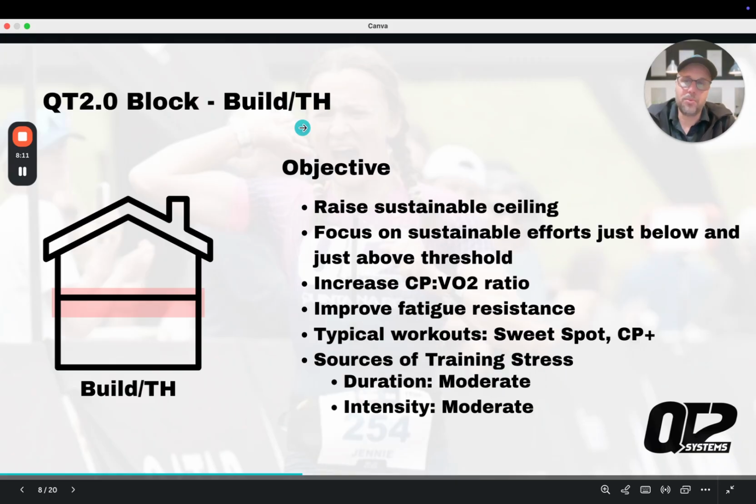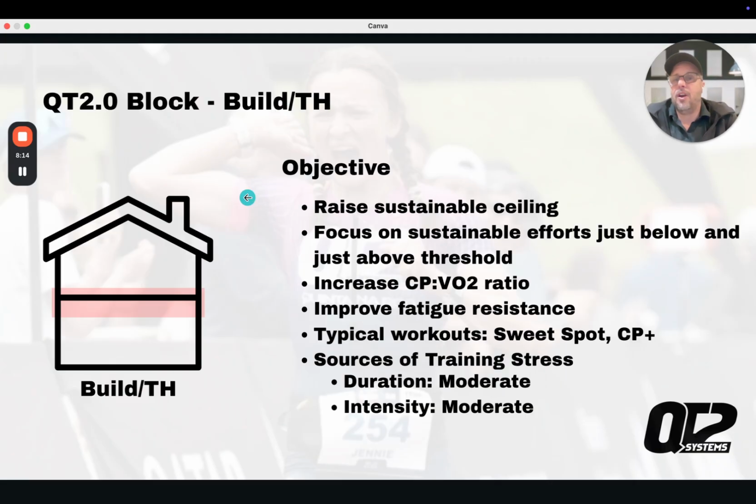During a build threshold block, our next block type, we want to raise our sustainable ceiling, because our physiological attic space is too large relative to the roof. So our critical power or critical speed occurs at too low a percentage of power or speed at VO2 max. We want to focus on sustainable efforts just below critical power and just above critical power or critical speed. And as such, we want to increase the critical power to VO2 ratio by raising that ceiling towards the roof.